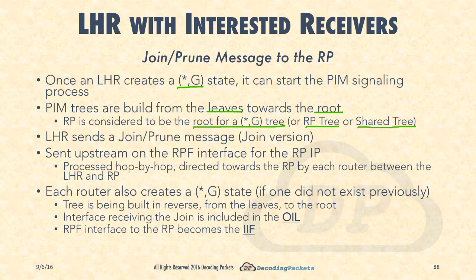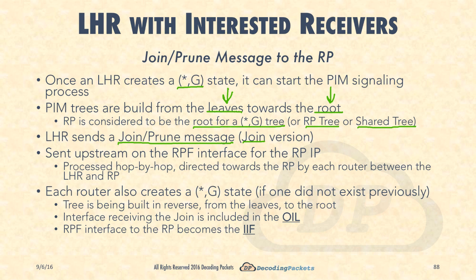So now what can happen? Well, the LHR is a leaf of this tree. The RP is the root of this tree. So the LHR should really be able to signal the rest of the network to create a tree from itself to the RP. And for this particular reason, the LHR sends what is called a join prune message. Now, these are messages that are used for both joins and prunes in PIM. So this is exactly the same message that we dealt with in PIM Dense Mode, but this happens to be the join version of it.